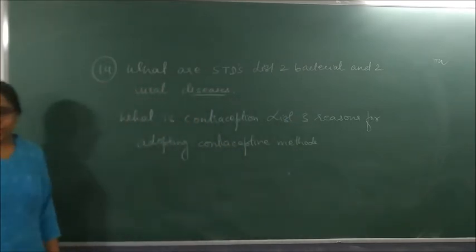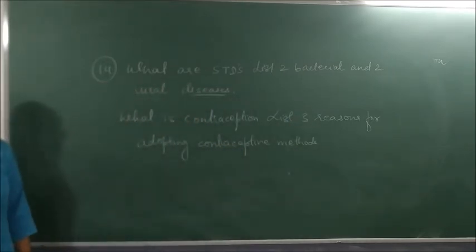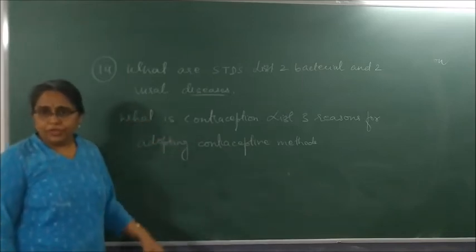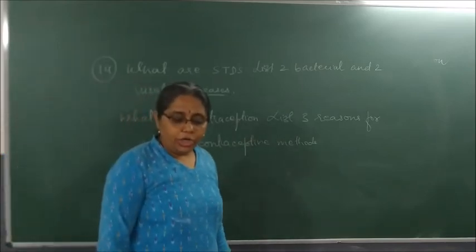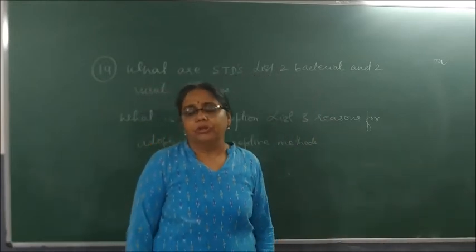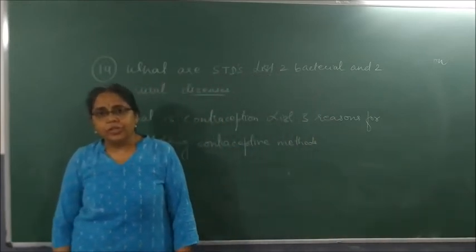List 3 reasons for adopting contraceptive methods. All of us know what contraception is. What is contraception? A method to control the size of the family or not to have unwanted pregnancies is called contraception. What are the different methods of contraception?